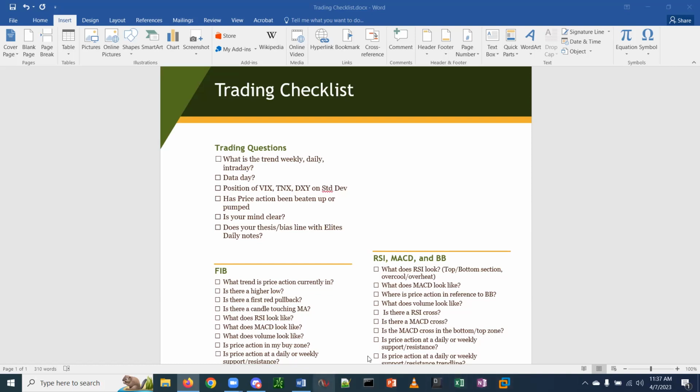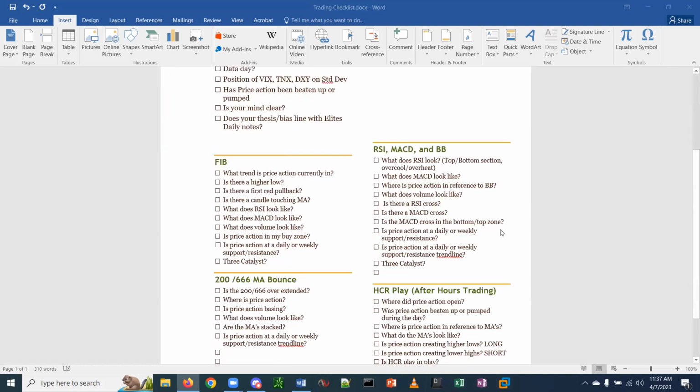There's a few plays that we play. There's fib plays, moving average plays, half candle retrace plays, and you can create rules for those plays. I mainly only trade 4 setups, 3 setups during live trading, 1 setup after hours trading. That being said, if I don't see the HCR play, then I'll go ahead and jump in and look for if there's a fib play, is there a 200 moving average play, is there an RSI MACD play. So we'll go ahead and jump in.